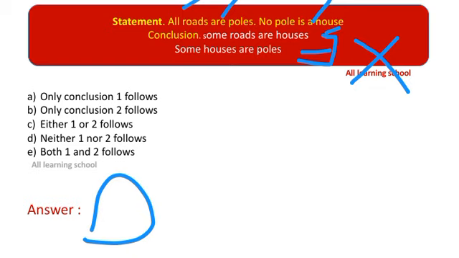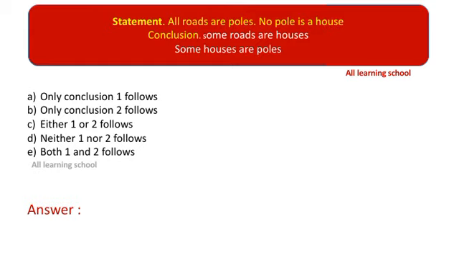First statement is positive, second statement is negative. According to the rule, if one statement is positive and the other is negative, its conclusion should be negative. It would not follow any positive conclusion. As there is no negative conclusion here, both of these conclusions will be wrong. Delta will be the correct option, neither one nor two will be followed. Question number 7.